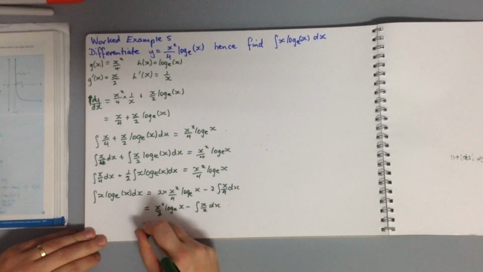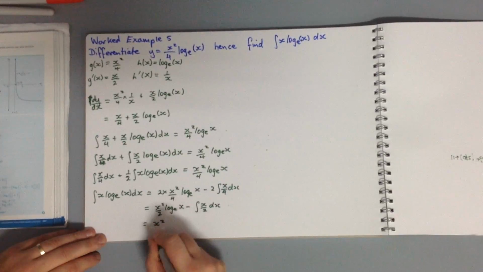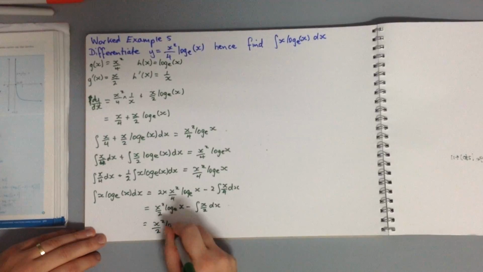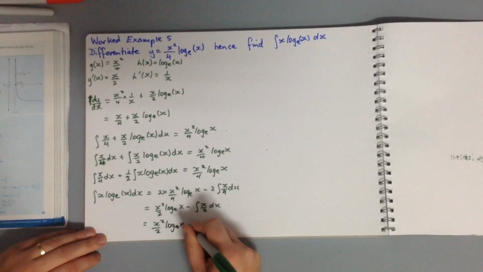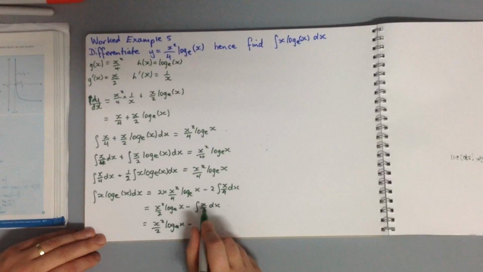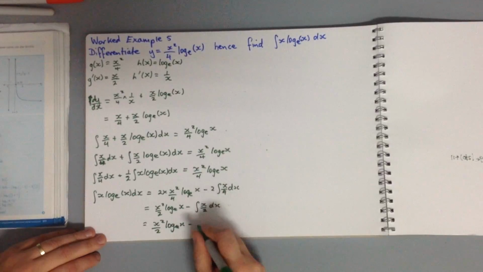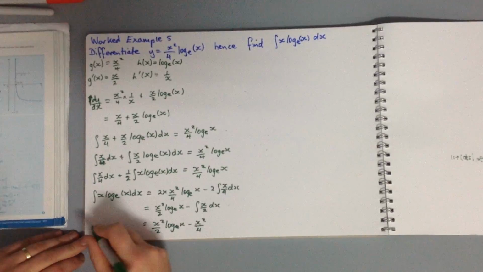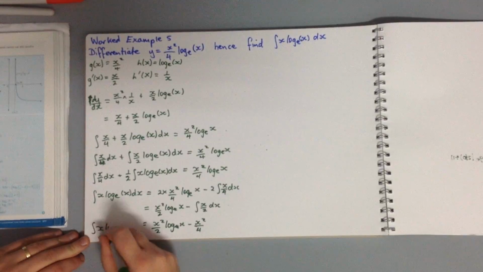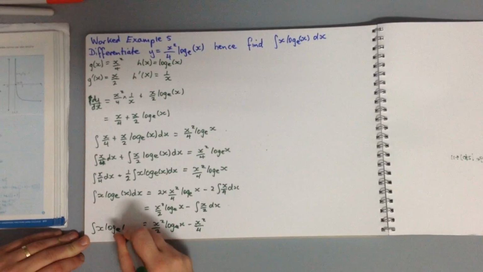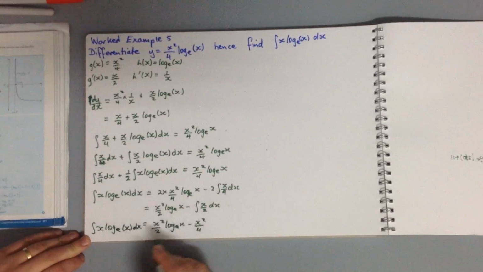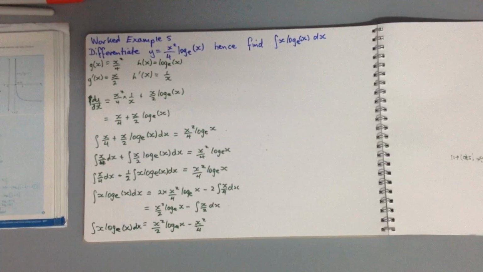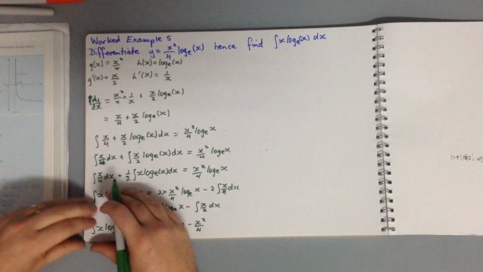Which means we're going to get x squared on 2 log to the base e of x minus, well, the integral of x on 2 is going to be x squared on 4. So we can say simply that the integral of x log to the base e of x dx is equal to x squared on 2 log to the base e of x minus x squared on 4. And we're done with that worked example.